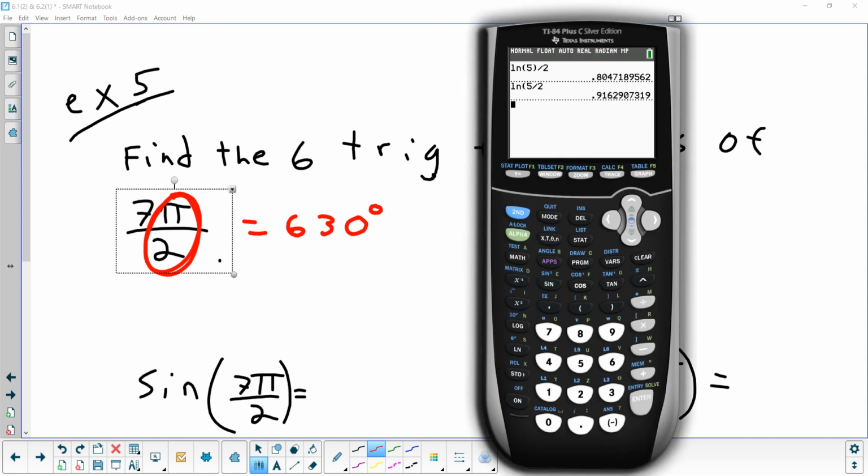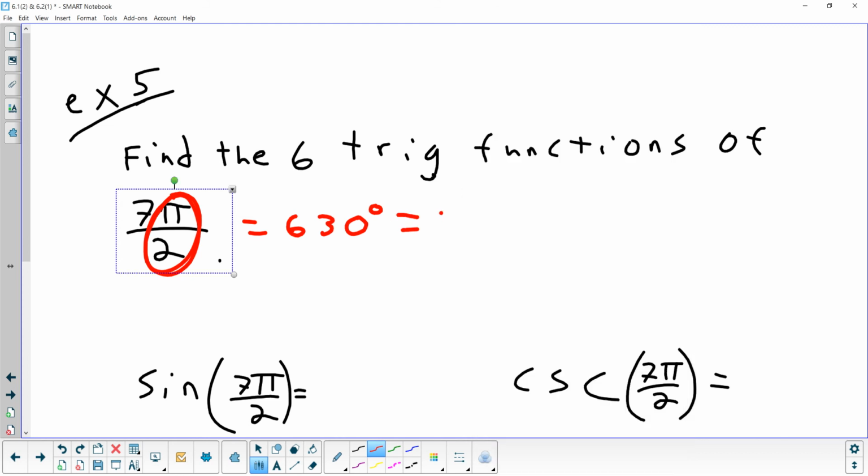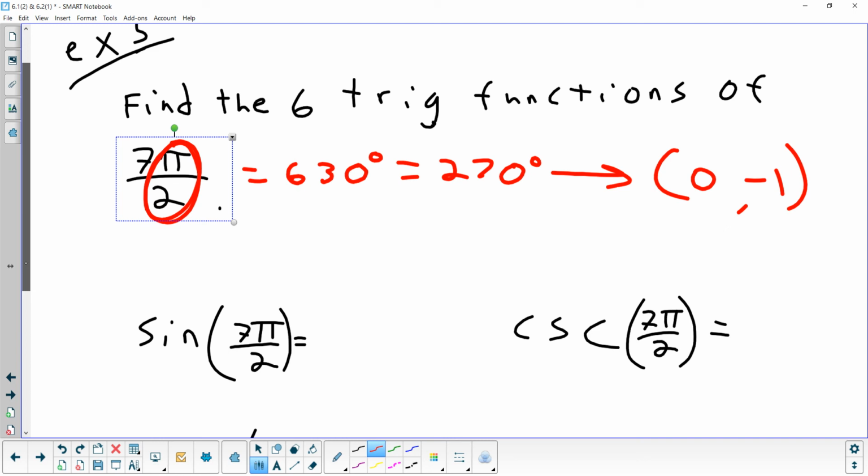So let's take 630. Let's subtract 360 and see if we recognize that as something. 270. Okay. Now, I'm not going to put equals the coordinate because it doesn't really equal the coordinate. The coordinate is how you represent the angle. Okay. So what is the coordinate for 270 degrees? 0, -1. Now we can go through and do exactly the same thing we just did before.